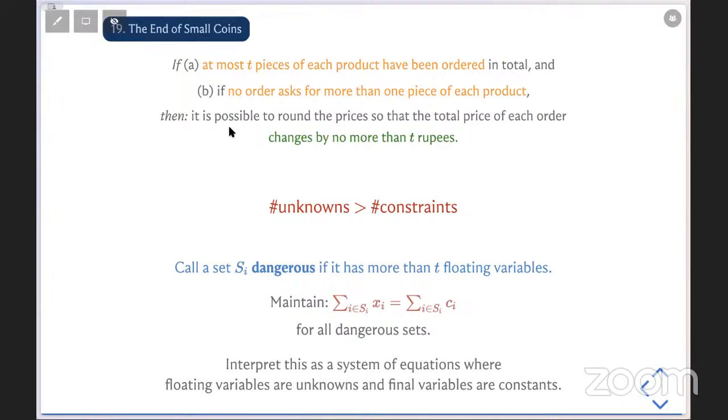Awesome. Okay, so now that means that this is an undetermined system with at least one solution.